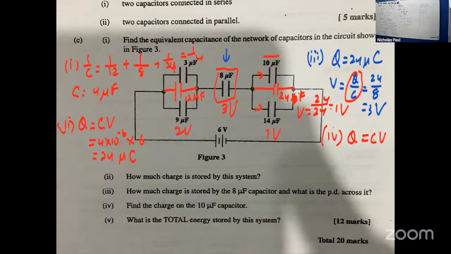So now Q is equal to what? CV. And the C is 10. Here you have to use 10 to the minus 6. Multiply by 1 volt. So your final answer there is 10 microcoulombs. And how much was the charge stored in the 14 microfarad? The top is 10, so the bottom is what? 14, right? Because it has to add back up to 24.